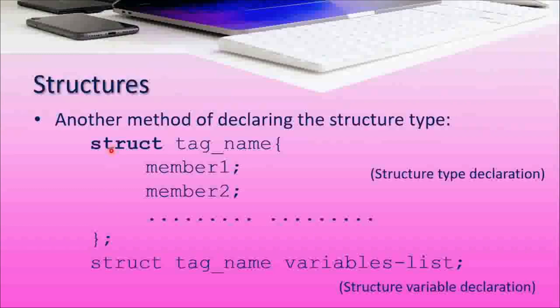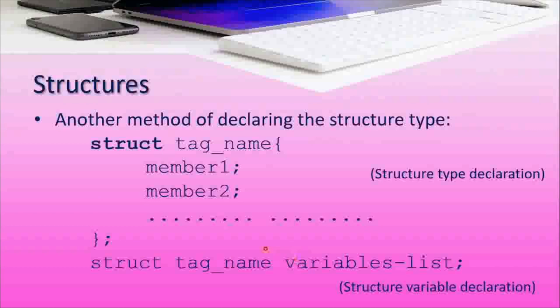So in that case we create a structure of type tag name. If we give a tag name as book, we are creating a structure of type book. That structure can be used in a similar way as we define all other variables. This part is the structure type declaration.